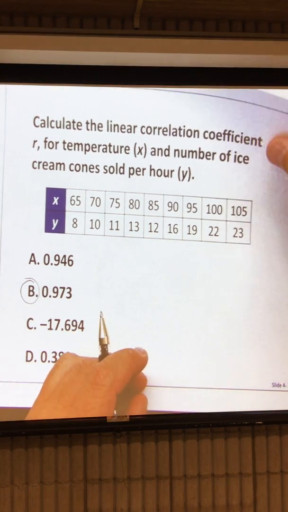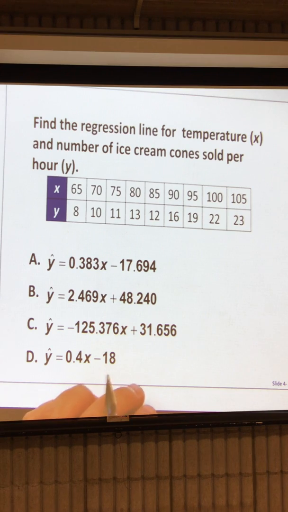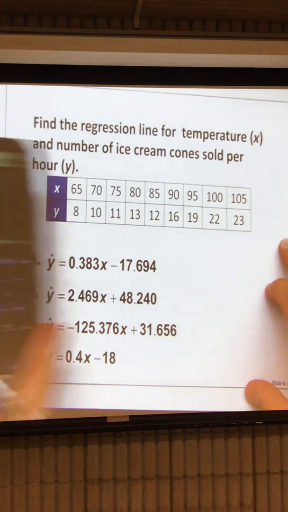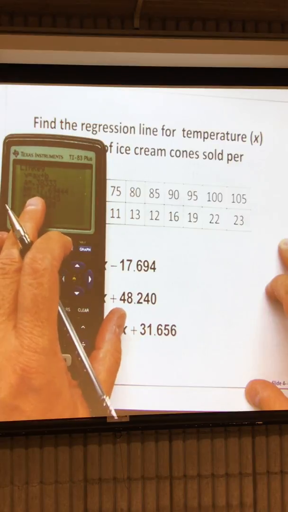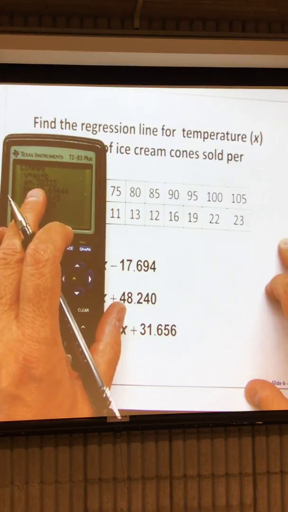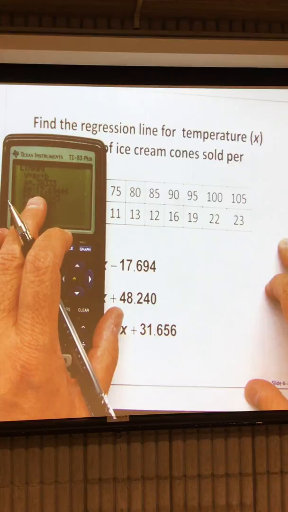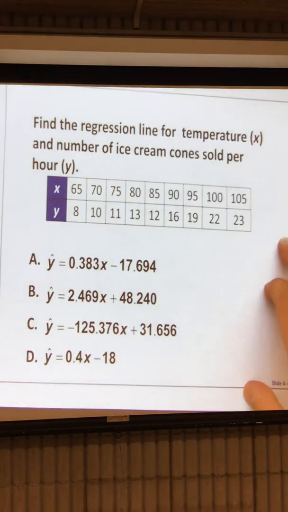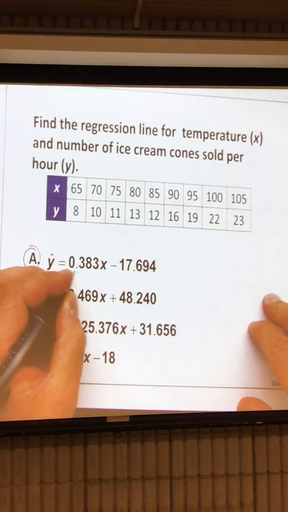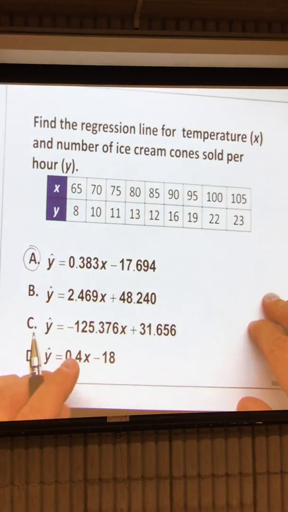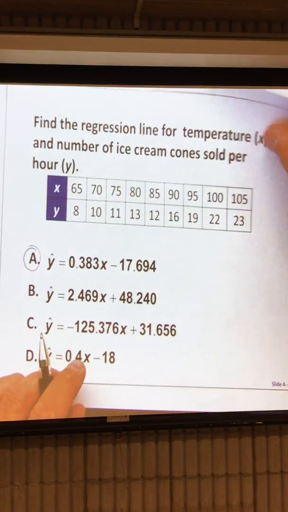Let's move on to the next question. What is the regression equation? We already know the slope and the constant. The slope is 0.383. The constant is negative 17.69. So for this activity, the correct answer is going to be A: y equals 0.383x minus 17.694.